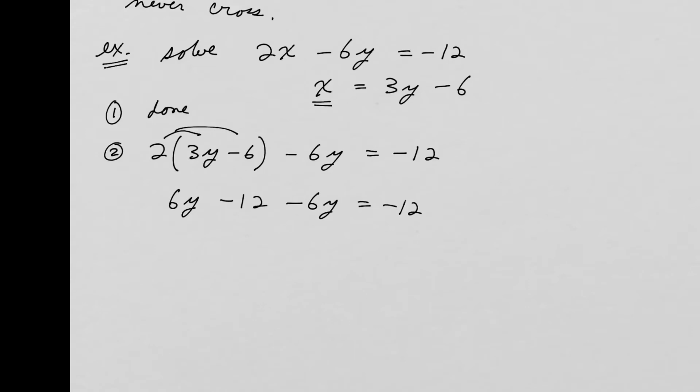Now notice what happens here, right? The 6y's cancel. And then I get negative 12 is equal to negative 12. Or if you want, you could do it this way too. You could add 12 to both sides, and you could say 0 is equal to 0. This is always true.